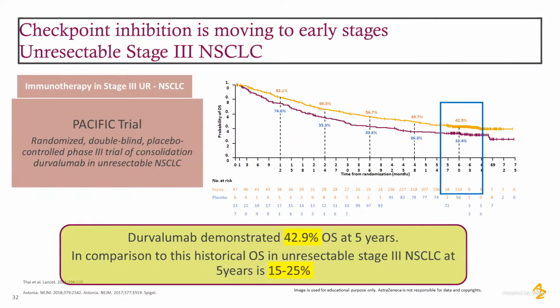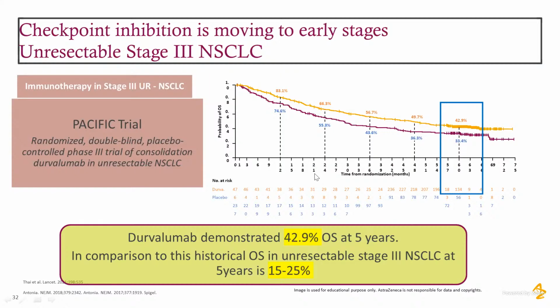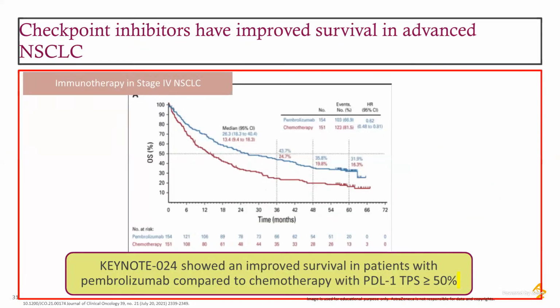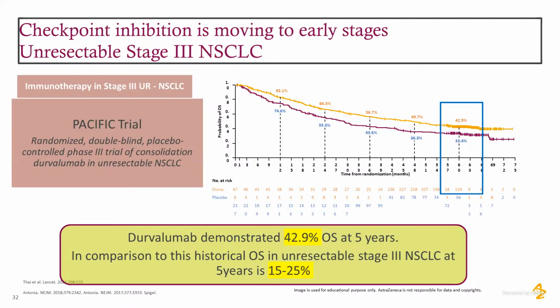This was another trial, the PACIFIC trial. The previous trial, the KEYNOTE trial, included patients with stage 4 non-small cell carcinoma. But we moved ahead in the PACIFIC trial to stage 3 unresectable non-small cell lung carcinoma, in which they have seen that durvalumab demonstrated 42.9% overall survival at 5 years, in comparison to the historical overall survival in unresectable stage 3 non-small cell lung carcinoma at 5 years, only 15 to 20%.